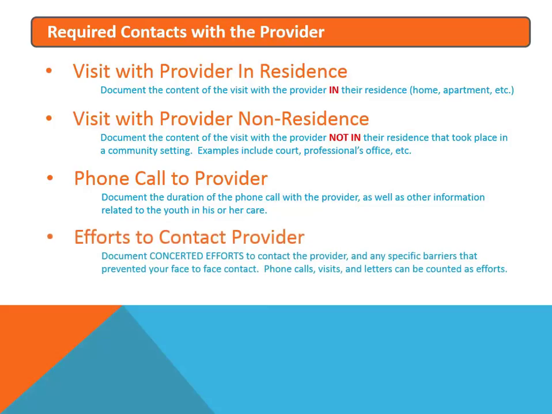The 28th required contact item type is efforts to contact provider. This should be selected as a contact type when you have made concerted efforts to contact the provider for the month, but face-to-face contact could not be made. Remember to document your concerted efforts to contact the provider for the month, as well as any specific barriers that you found that prevented the contact. You can also document attempts to stop by, phone calls, and any letters that you did send throughout the month to initiate that contact.